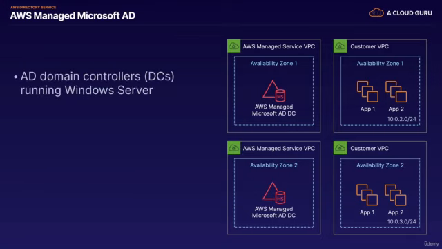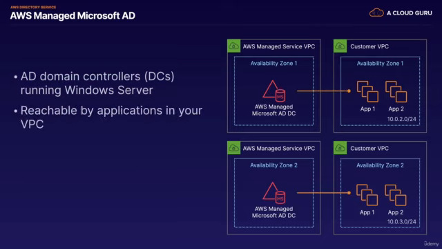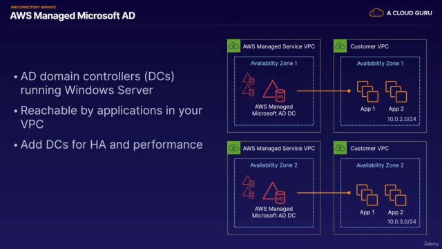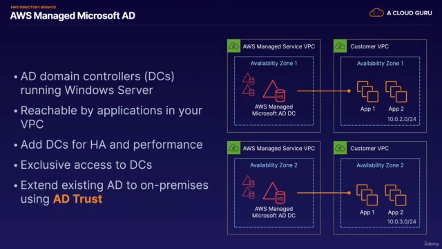So this provides AD domain controllers running on real Windows servers. By default, you get two domain controllers for high availability, each of those in its own availability zone. These domain controllers are reachable by applications in your VPCs. You can add additional domain controllers to increase availability or transaction rates. And you have exclusive access to these domain controllers. No other AWS users will share those domain controllers, so you can be confident about the security. You can also extend your existing Active Directory to your on-premises infrastructure using what's called an AD trust.